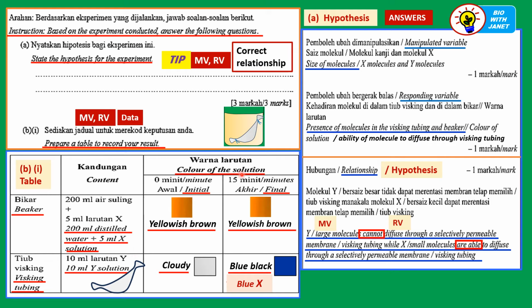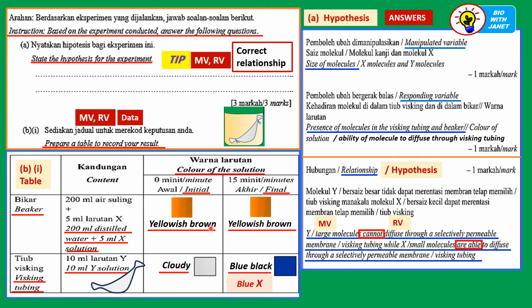Now, the color of the solution, initial color and final color after 15 minutes. The initial color of the solution in the beaker outside the whisking tubing is yellowish brown, and finally it's still yellowish brown. There's no change. So write down the color. The color here is stated as yellowish brown or brownish yellow. Please don't write just yellow or brown. It's not accepted as the observation.